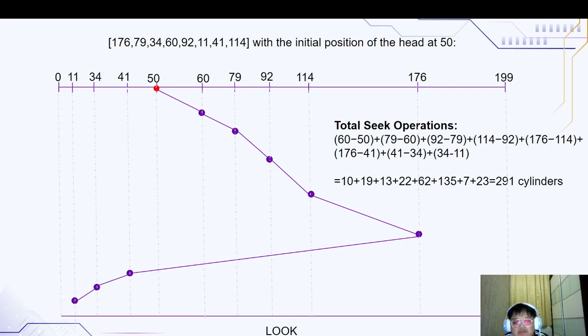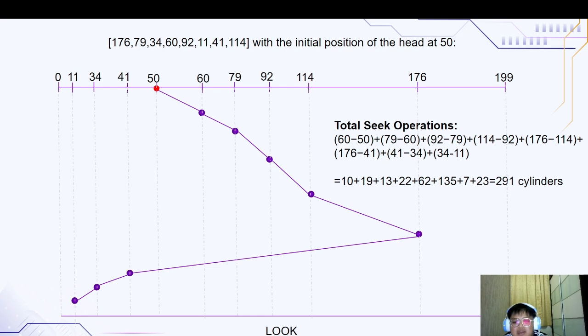So this is how the algorithm should work. As you can see, the red dot signifies the initial head at 50, and from 50 it will move right since the initial direction is from left to right. From 50, it will move to 60, and then to 79, then 92, 114, and 176. As you can see, after 176 there are no more requests in that direction.